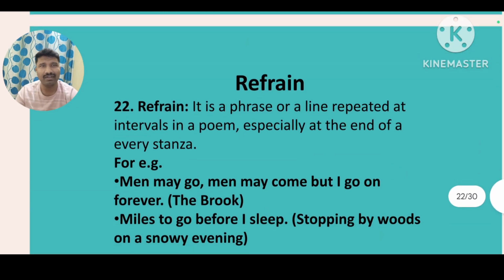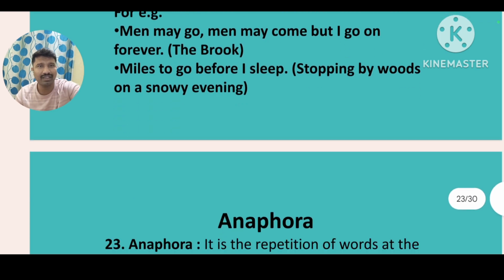Next one we have refrain. Refrain means a phrase or a line repeated at intervals in a poem, especially at the end of every stanza. For example, men may go, men may come, but I go on forever. Miles to go before I sleep. What a beautiful sentence.